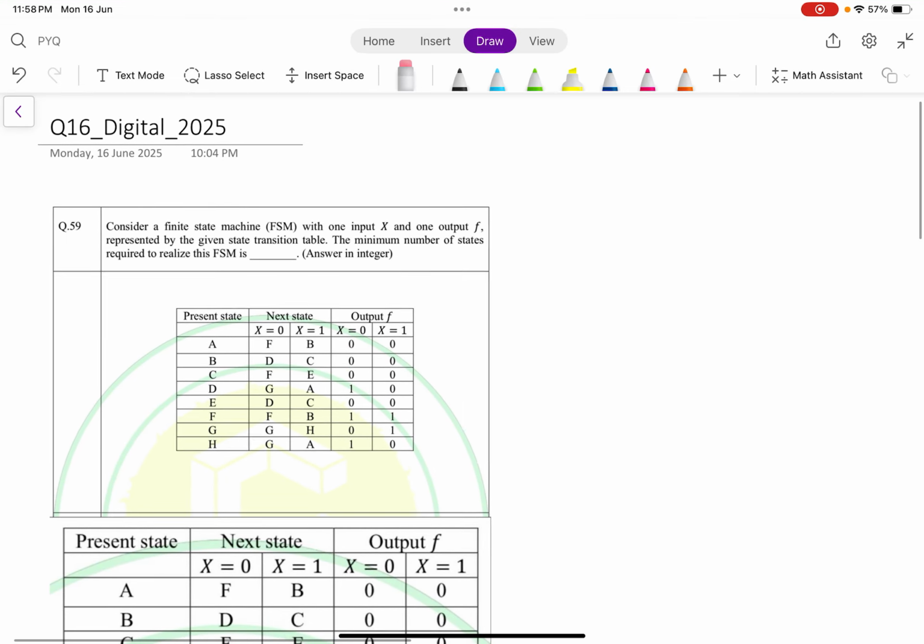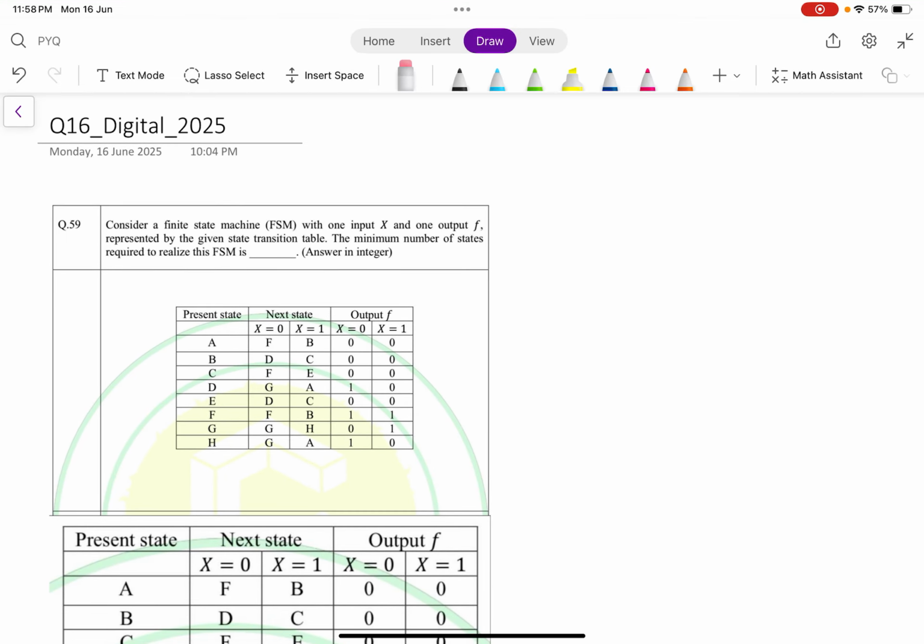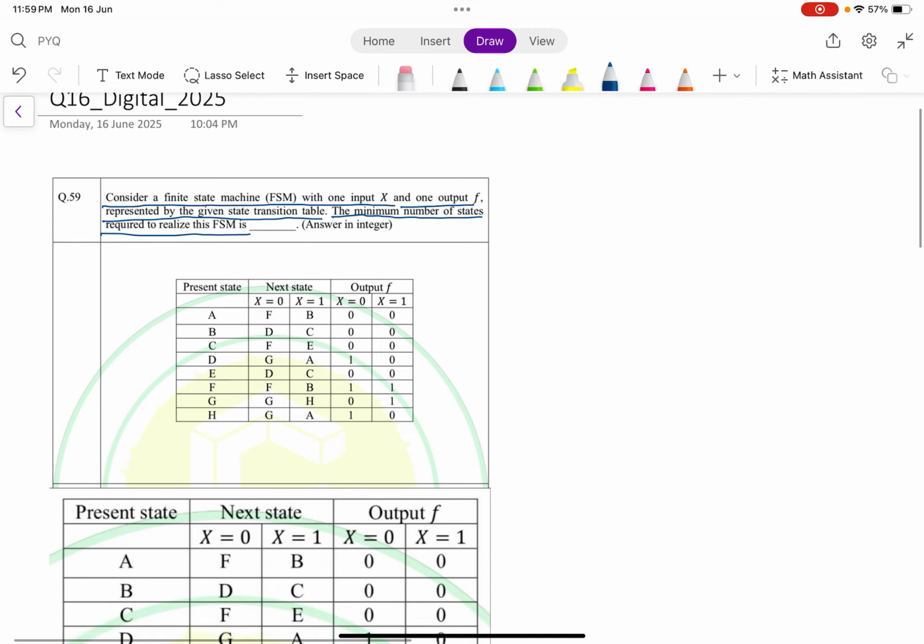Hey everyone, let's start with question number 16, Digital Electronics, asked in GATE examination 2025, branch Computer Science and Engineering, set 1. Consider a finite state machine with one input X and one output F represented by the given state transition table. The minimum number of states required to realize this FSM is.